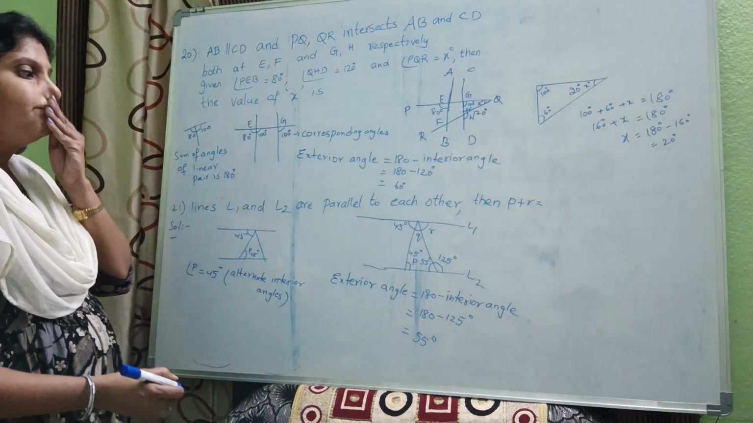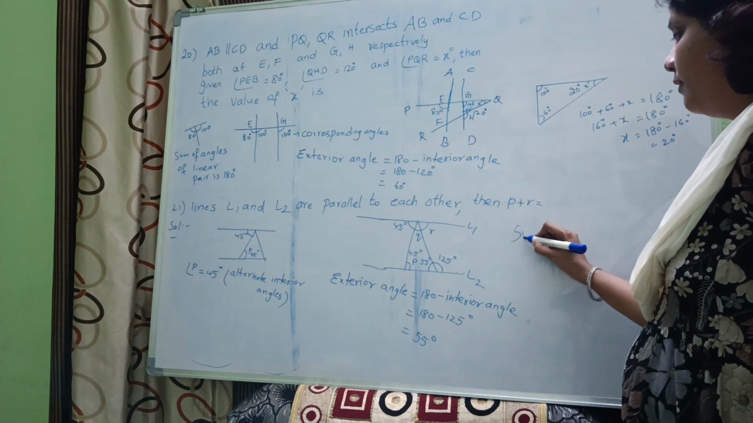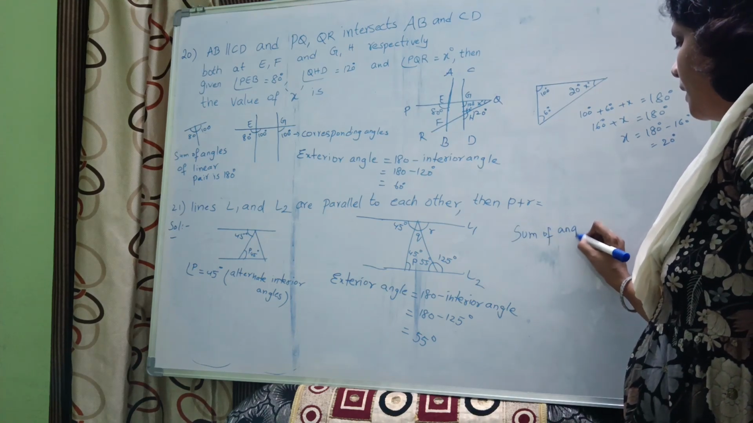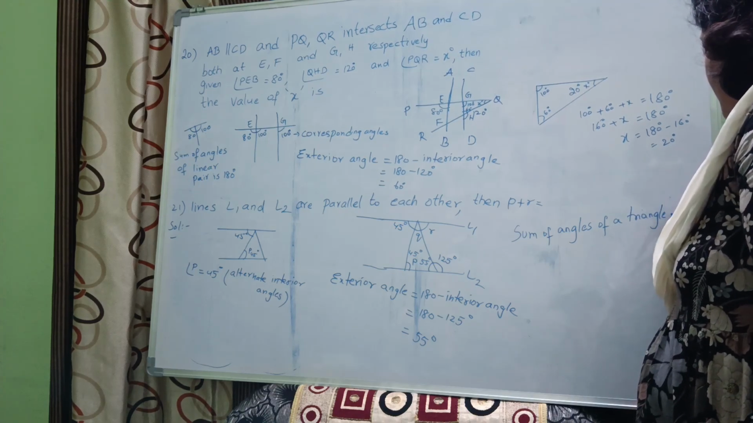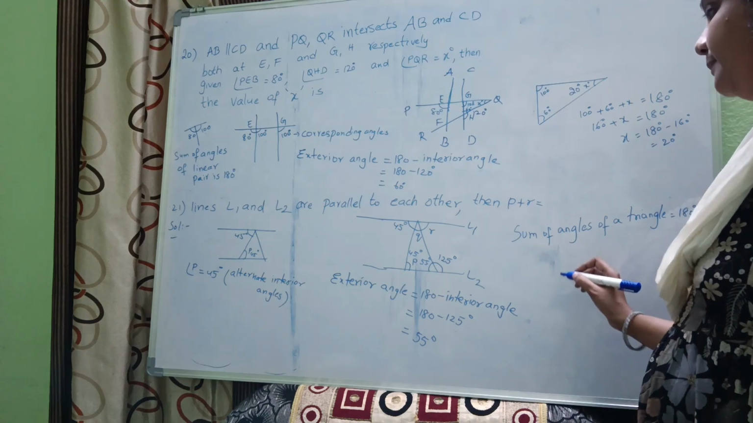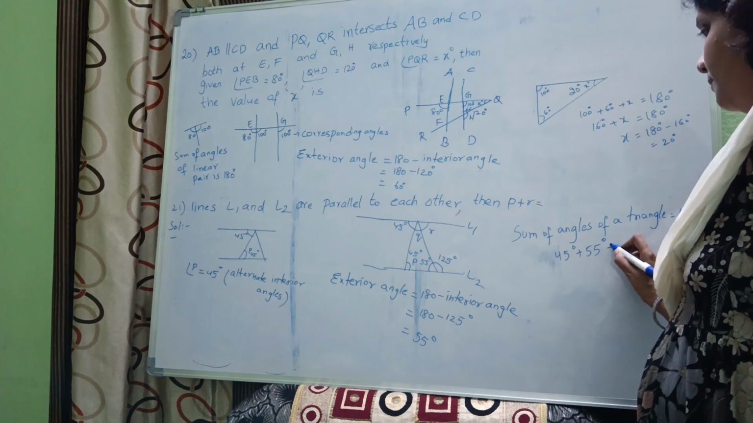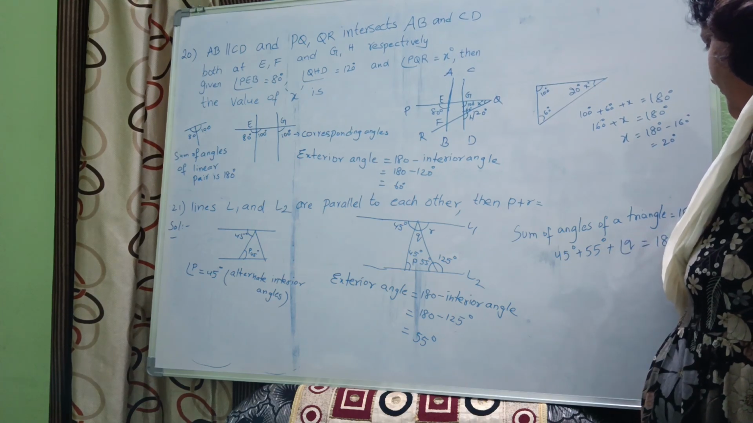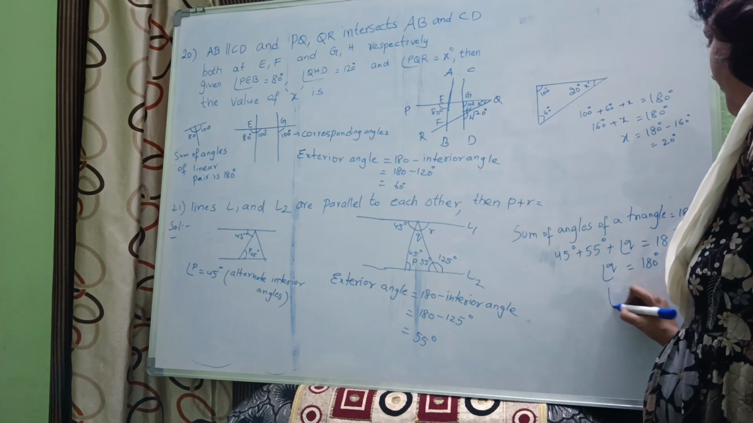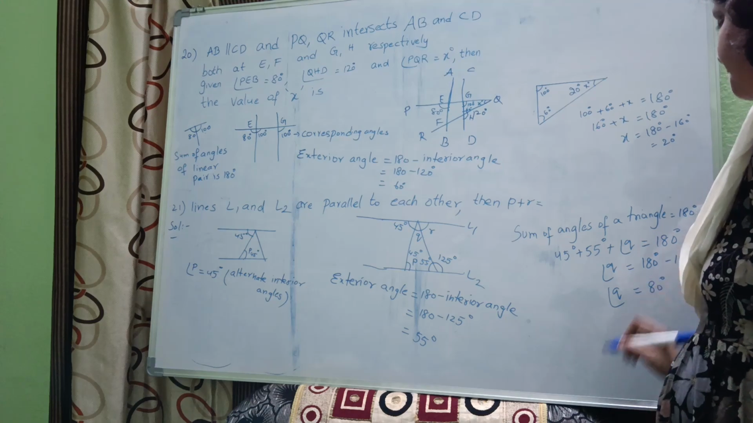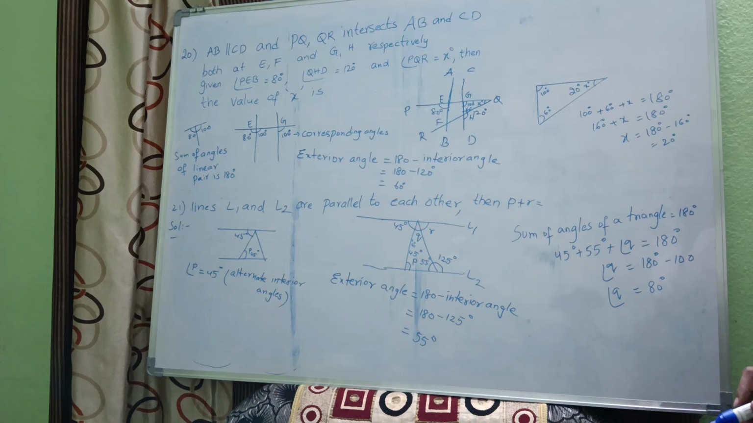Can we take the triangle and write? Yes. The sum of the angles of a triangle is 180 degrees. So 45 degrees plus 55 degrees plus angle Q is equal to 180 degrees. So angle Q is equal to 180 minus 100. That is, angle Q value is 80 degrees.